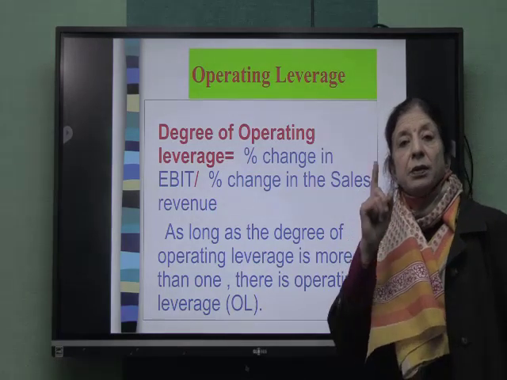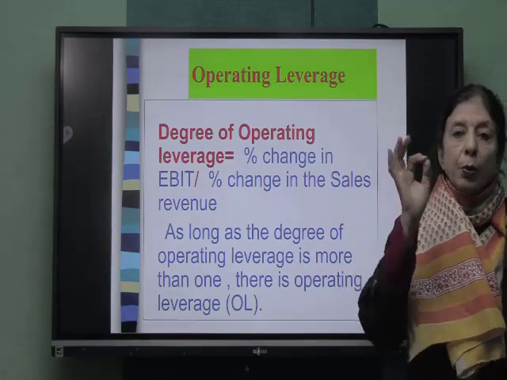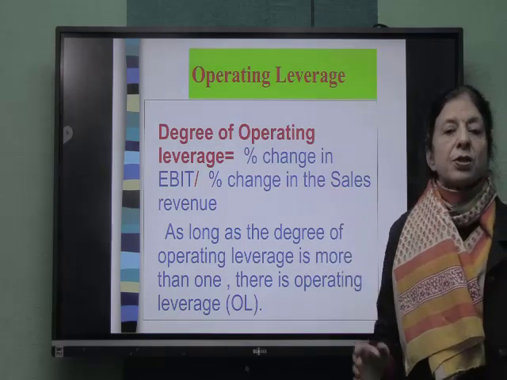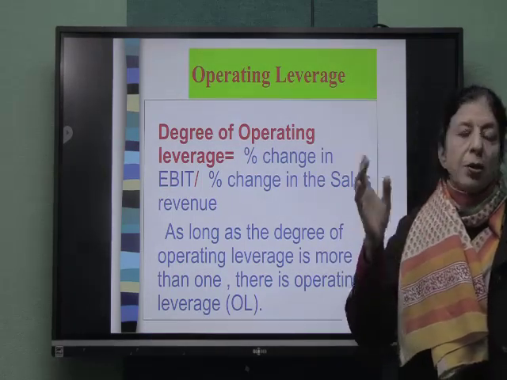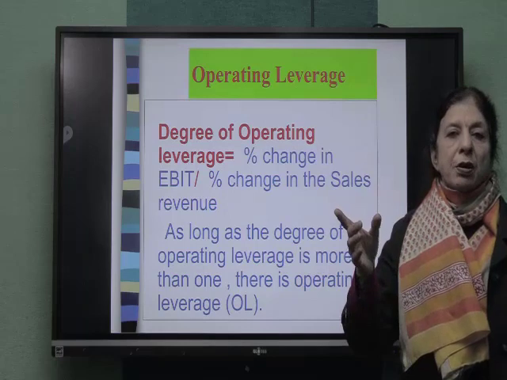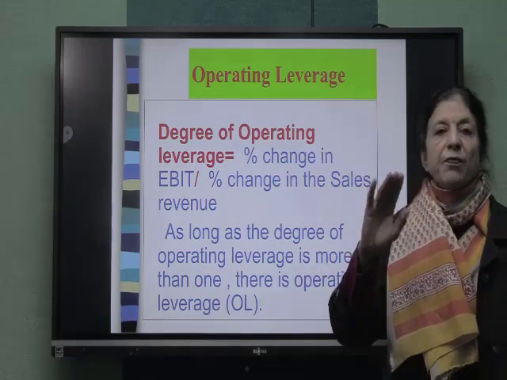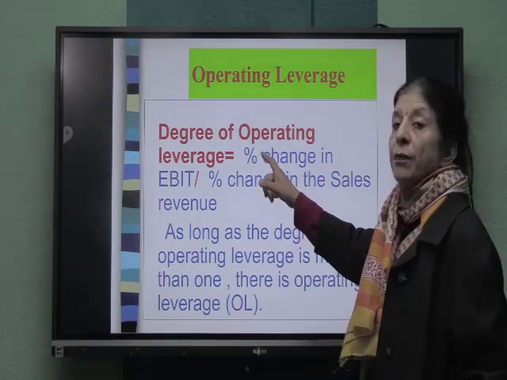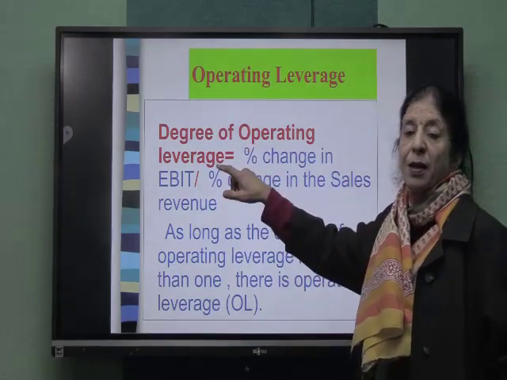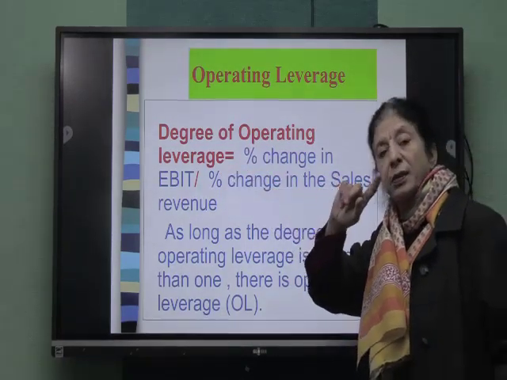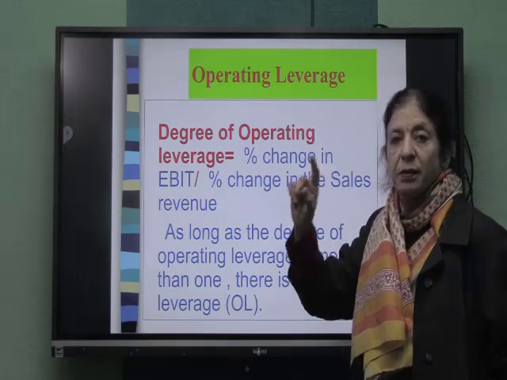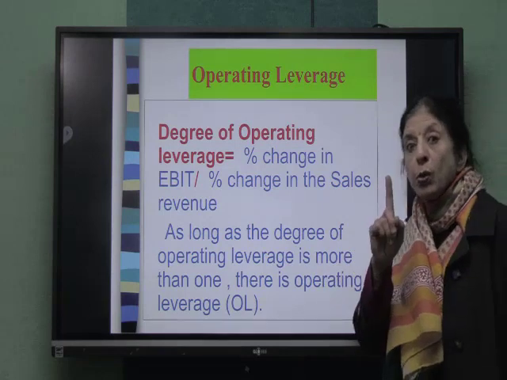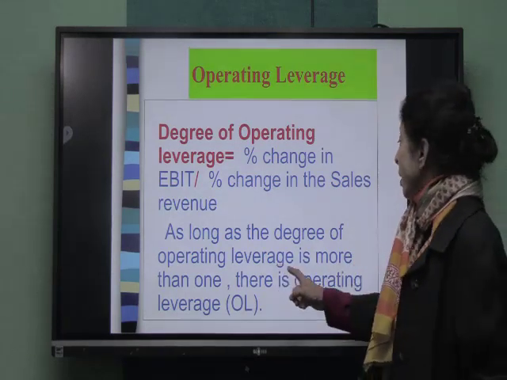Remember, the leverage will be there only if the fixed cost is there. If there is no fixed cost in the operating cost structure or the financial cost structure, there will be no effect on the leverage. Fine. Therefore, in the previous slide, we subtracted the variable cost first and then the fixed cost. As long as the degree of operating leverage is more than 1, there is an operating leverage.